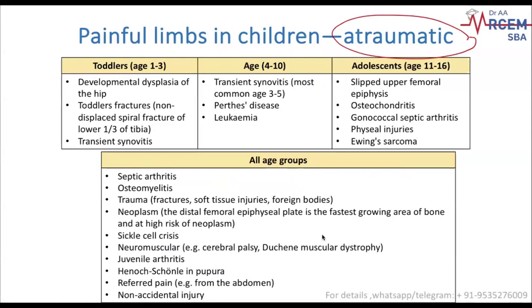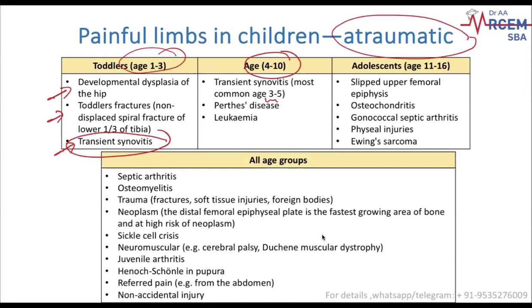Depending on the age group, you can classify the diagnosis. So whenever you see the stem of the question, always have a closer look at the age. If the age group is between 1 and 3, the differential diagnosis will be either developmental hip dysplasia, toddler's fractures, or transient synovitis. Transient synovitis can also be seen in the age group around 4 to 10, but mainly in the toddlers is where we'll be seeing transient synovitis.